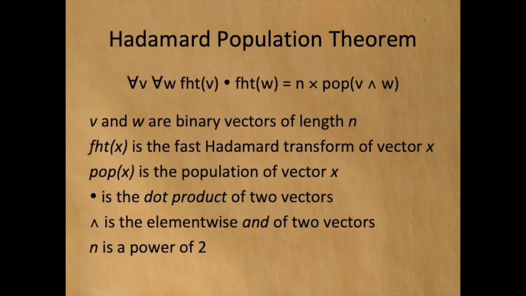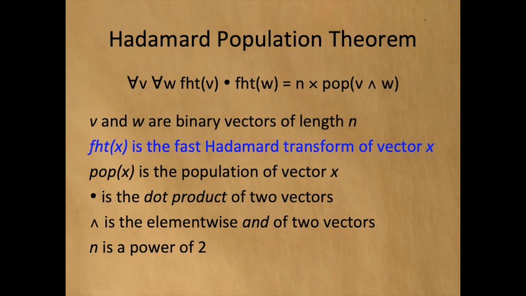Let's review the Hadamard population theorem. For all vectors v and w, the dot product of the fast Hadamard transform of v with the fast Hadamard transform of w is equal to n times the population of v intersect w. v and w are binary vectors of length n. FHT of x is the fast Hadamard transform of vector x.